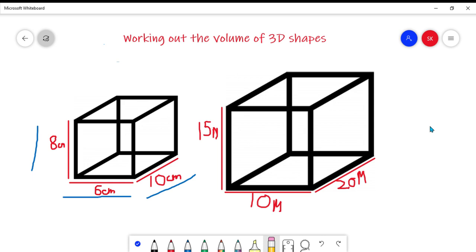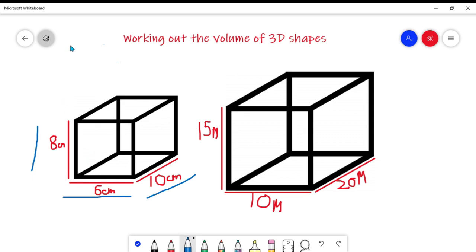And today, as I promised in my last video, we are going to be working out the volume of 3D shapes. So, the process is simple once you understand it. The blue lines here are for the measurements, which I think are height, length and width. And all we need to do is we times them together.